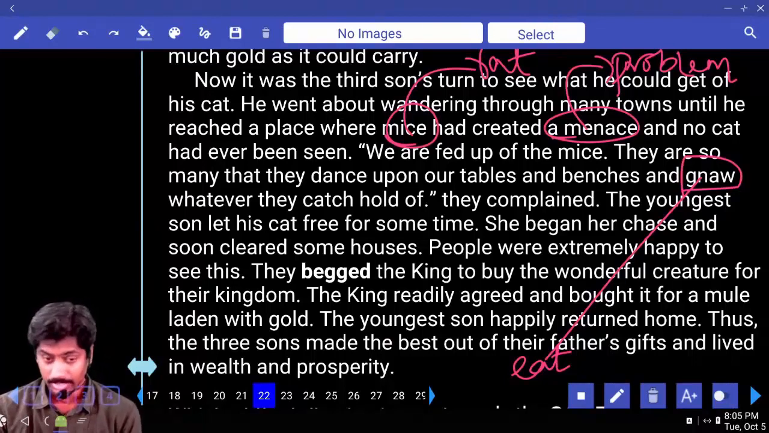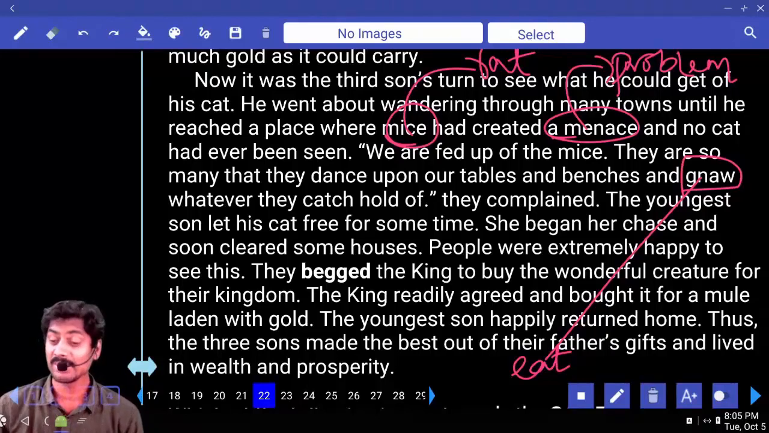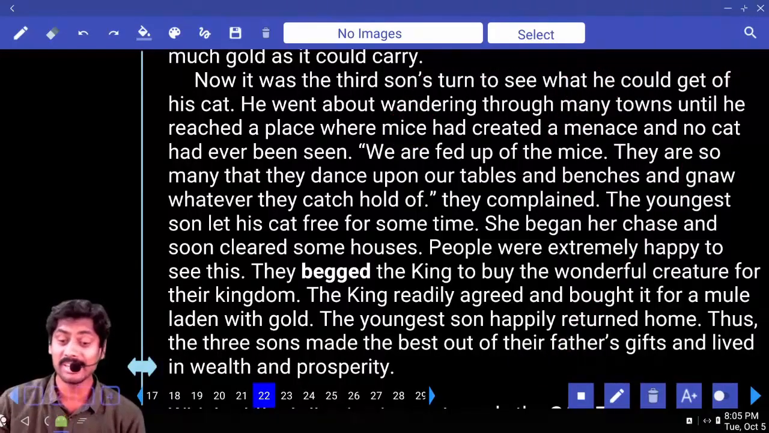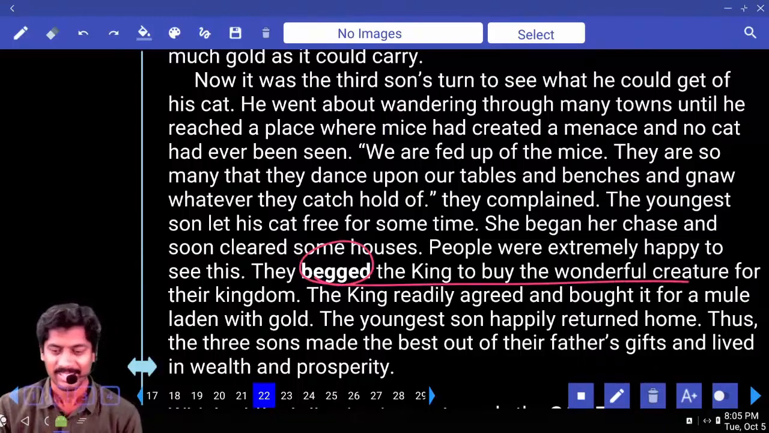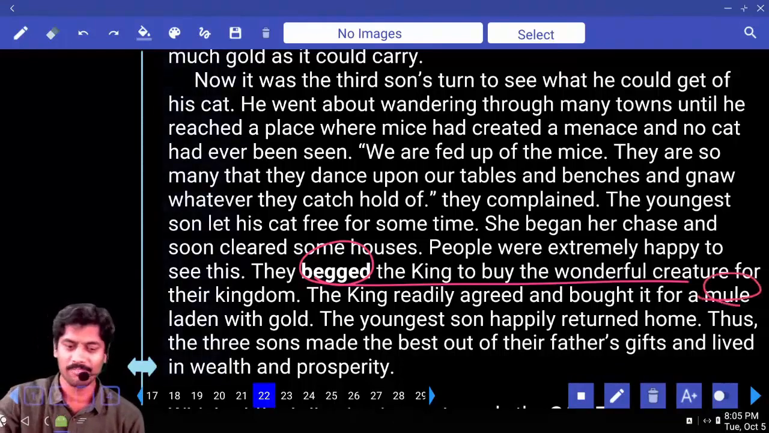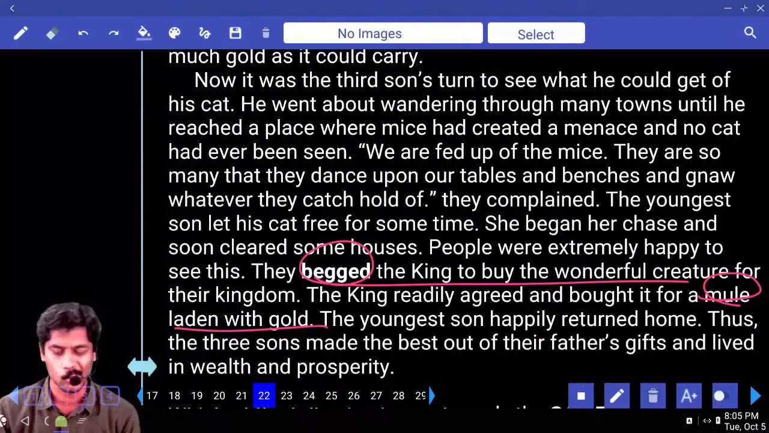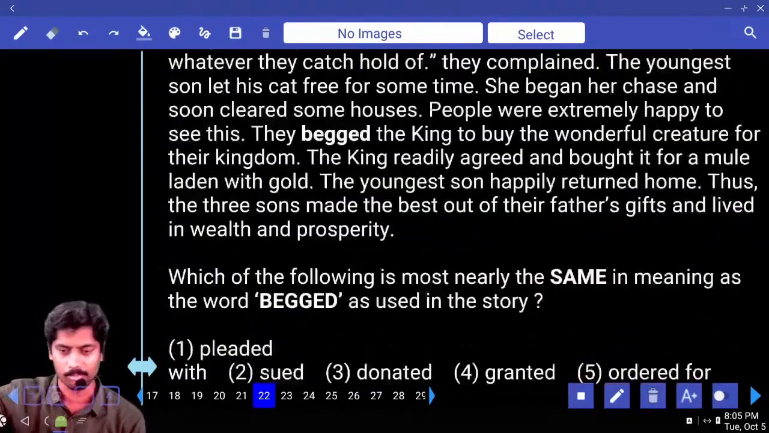They complained. The youngest son let his cat free for some time. This cat, she began her chase and soon cleared some houses. People were extremely happy to see this. They begged the king to buy this wonderful creature for their kingdom. The king readily agreed and bought it for a mule. Mule is also kind of donkey. Mule laden with gold. The youngest son happily returned home. Thus the three sons made the best out of their father's gifts and lived in wealth and prosperity.